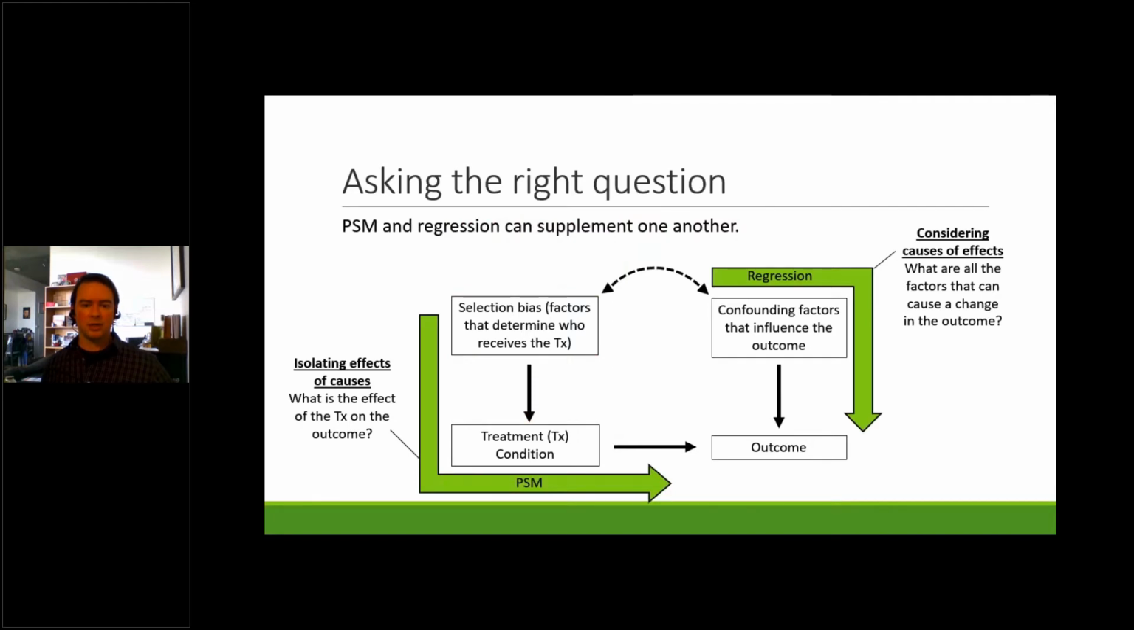Whether you're applying PSM or not, you will likely be estimating a regression in the end. We'll talk more about this later, in what's known as double robust approaches. But the key thing here is to determine what you're most interested in, which is either considering causes of effects or isolating effects of causes.